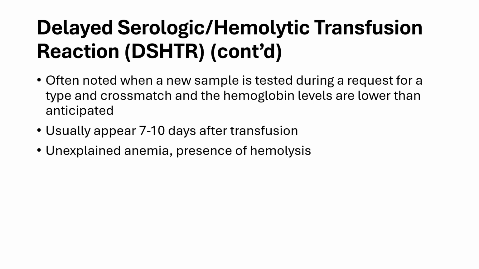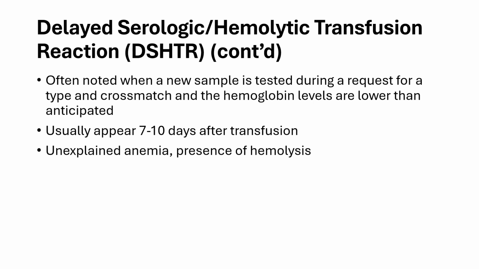A common scenario is that it's often detected when a new blood sample is tested during a typing and cross-match request. Hemoglobin levels are lower than expected after transfusion. As for timing, like mentioned, this is 7 to 10 days after transfusion, and clinical signs are unexplained anemia and evidence of hemolysis.